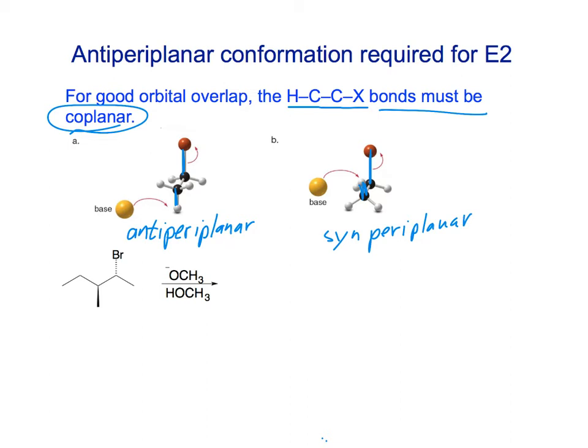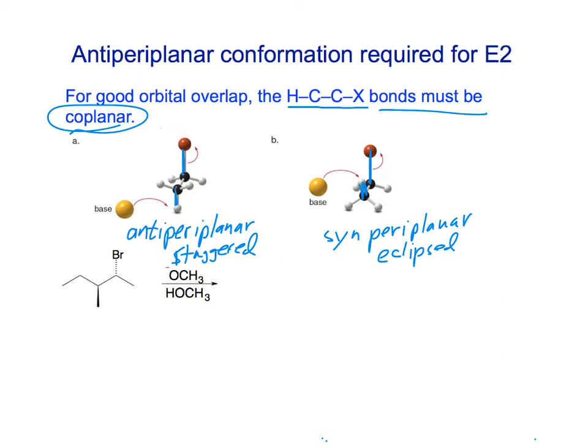All right, so these are two possibilities. One of these arrangements is more stable than the other. So which one would that be? Well, notice that the syn-periplanar arrangement is eclipsed, and the antiperiplanar arrangement is staggered.